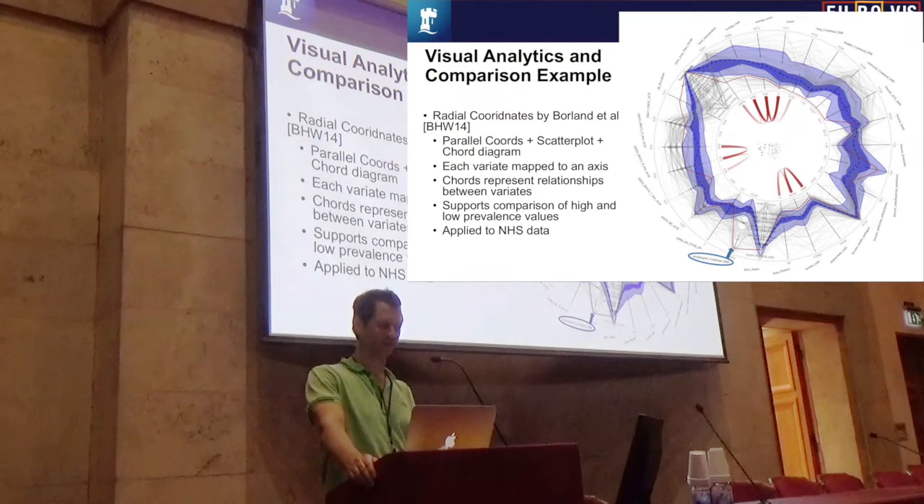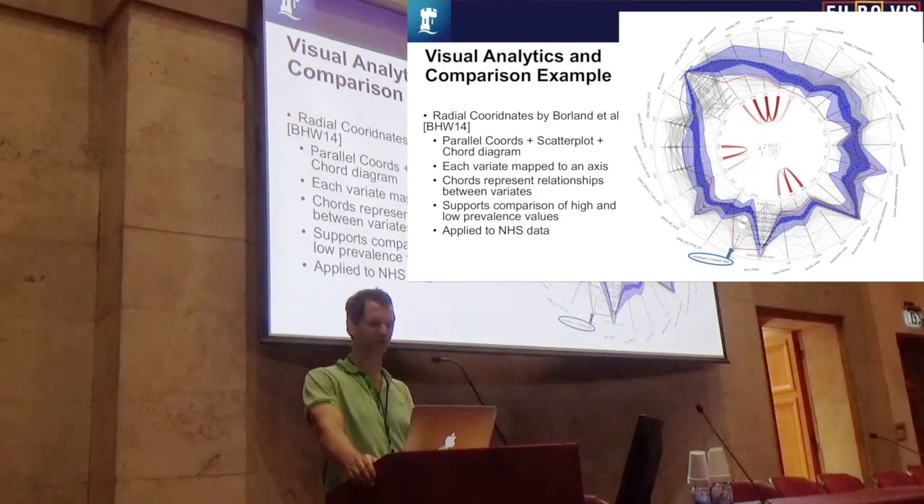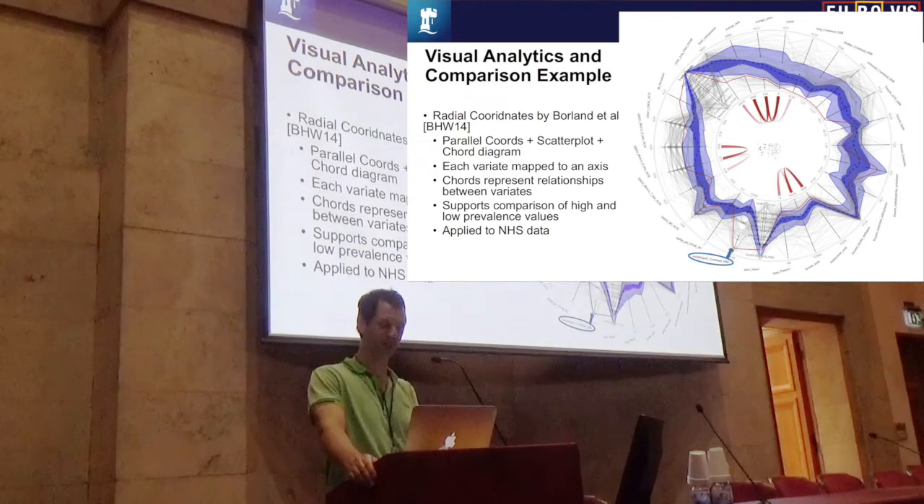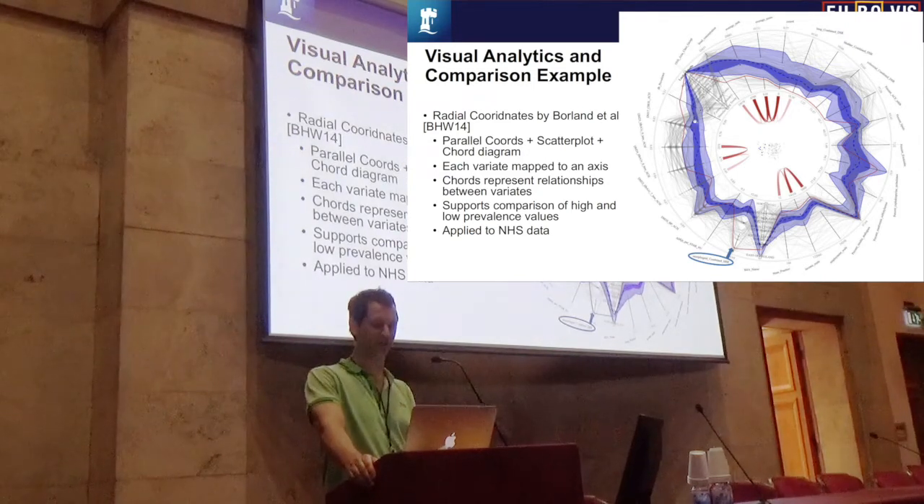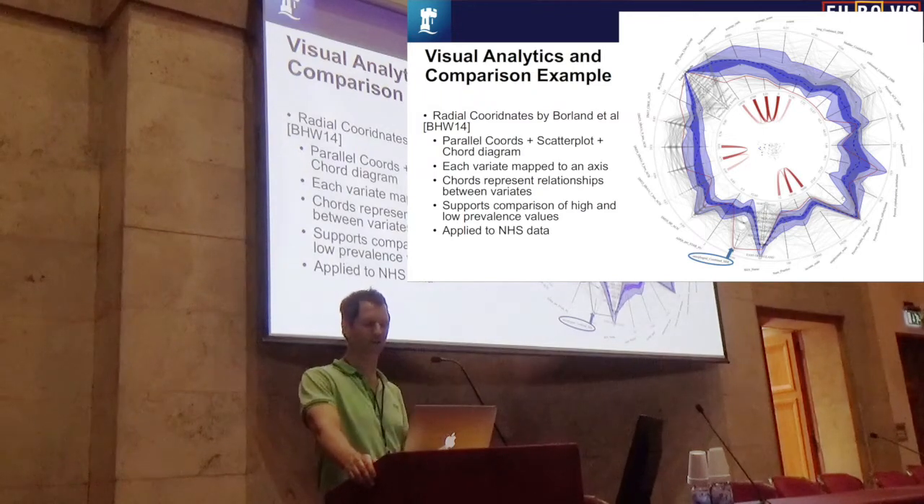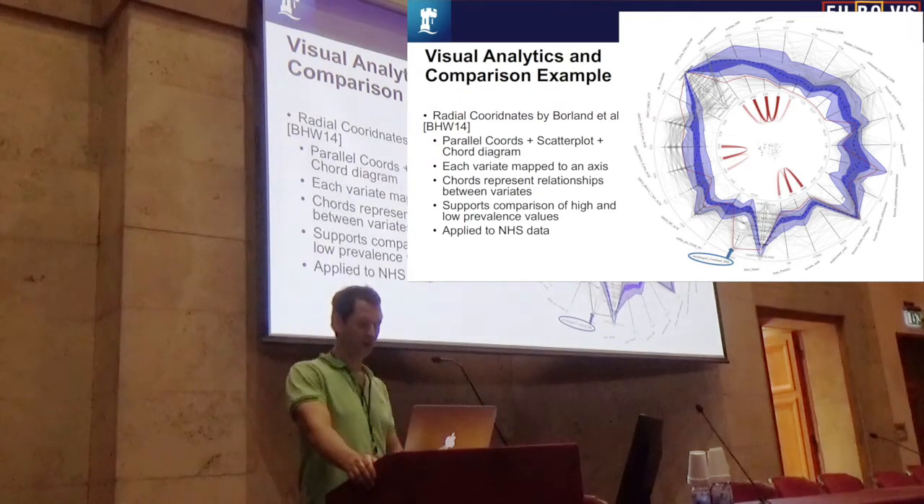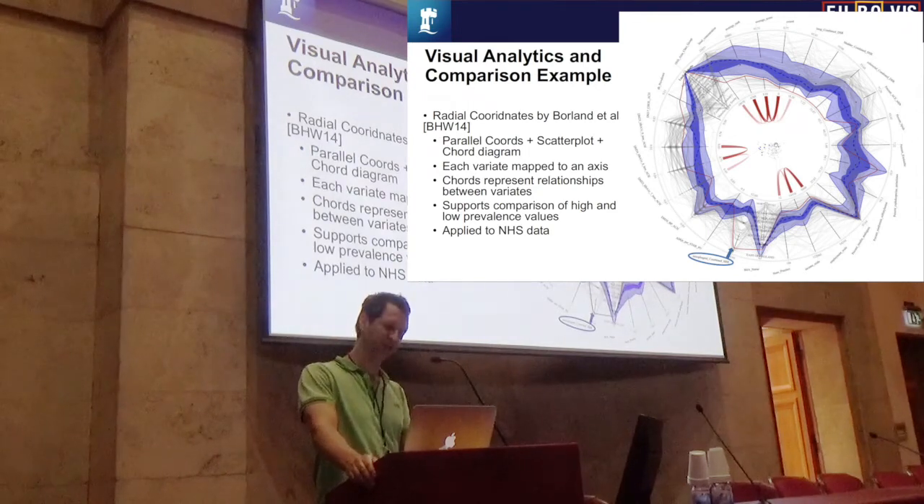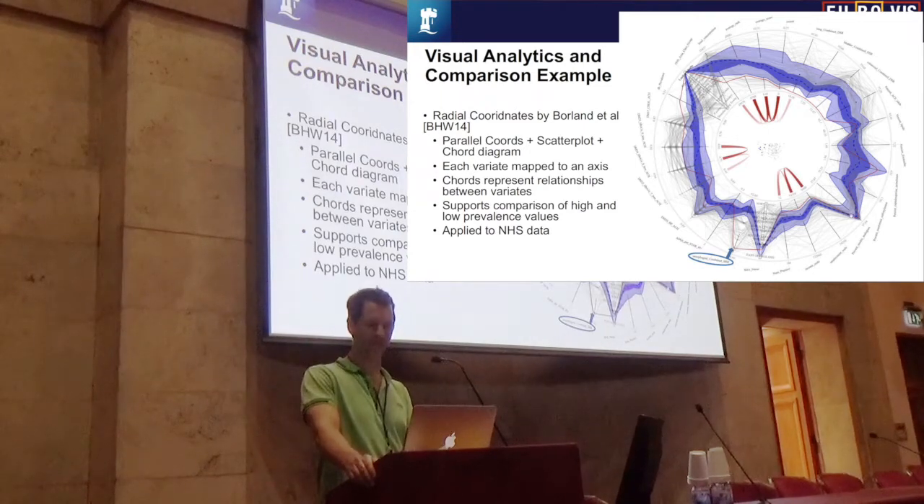And this supports comparison of high and low prevalence values. In this example, this is being applied to the Public Health England data, and this user has chosen the region of London, or the city of London, and then the corresponding prevalence values on maps along the parallel coordinates radial. And you might notice here that if you choose London, then you get the low prevalence value for a lot of the health conditions, except for mental health.